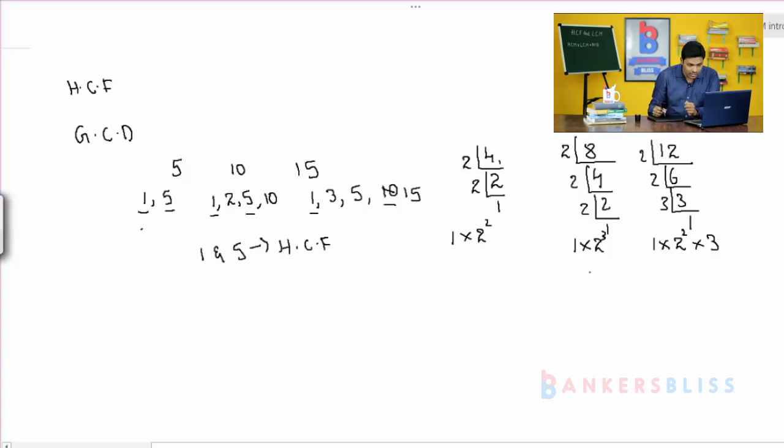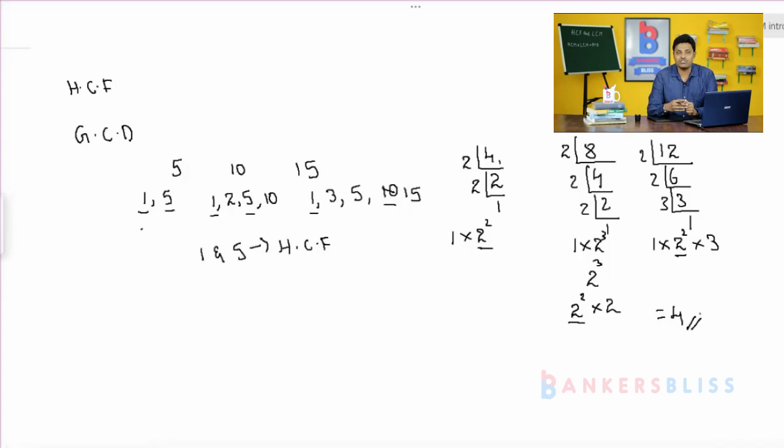Here you may see this 2 cube also includes 2 square. So 2 square into 2 is nothing but 2 cube. So the highest common factor is 2 square, which is nothing but 4. So 4 is the HCF for the 3 numbers. So this is called factorization method.